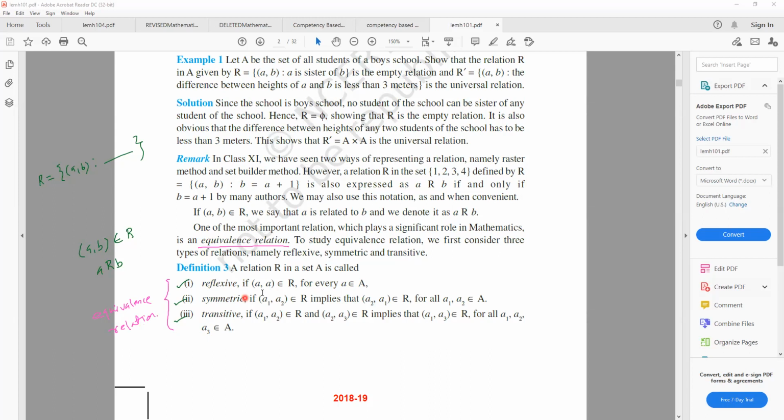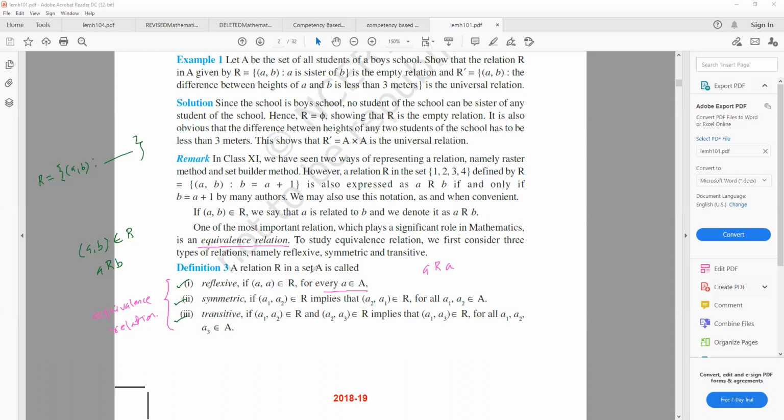Reflexive relation matlab, so a relation R in a set A is called reflexive if (a, a) belongs to R. That means (a, a) belongs to R matlab a is related to a. That means every element is related to that element itself. Every element खुद को related है. One is related to one. For example, one is related to one, two is related to two, like that. Every element is related to itself, for every a.